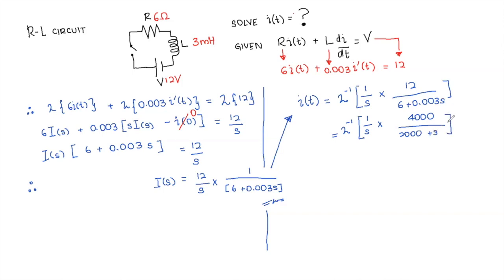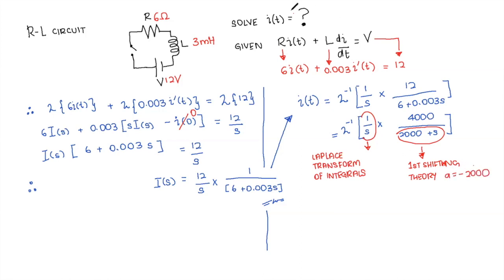Alright, now if we look here, 1 over s is familiar. It implies Laplace transform of integrals, whereas 2000 plus s here reminds us of the first shifting theorem of Laplace transform itself, where a is equivalent to negative 2000. So here's the fun part. I'm going to go very slow here.